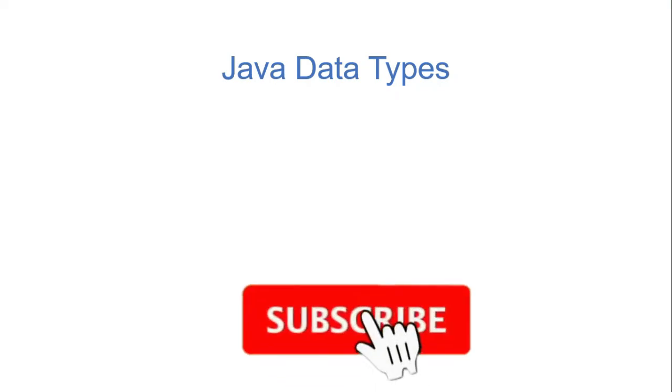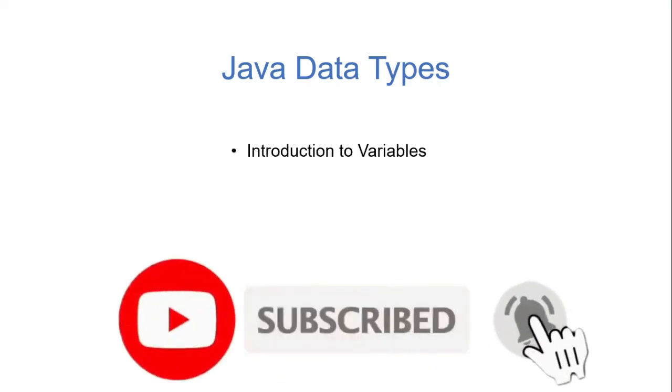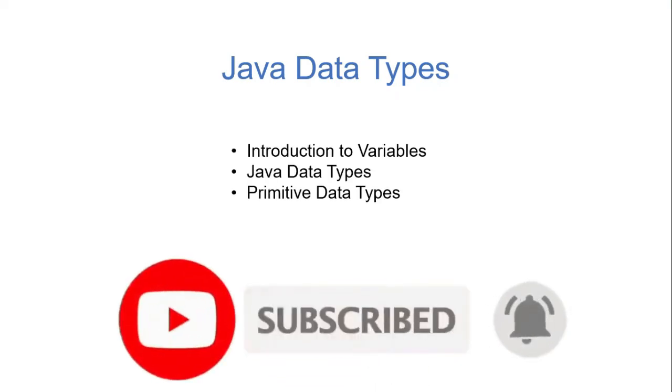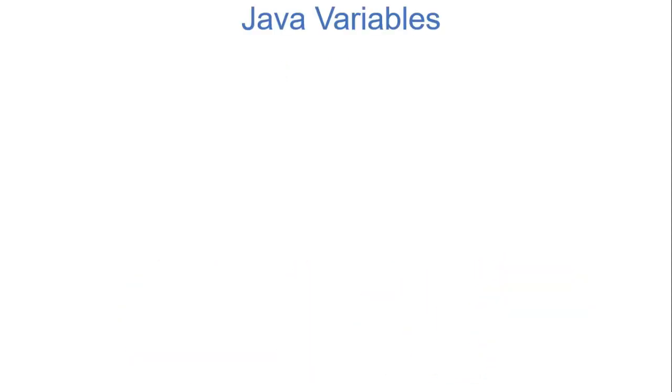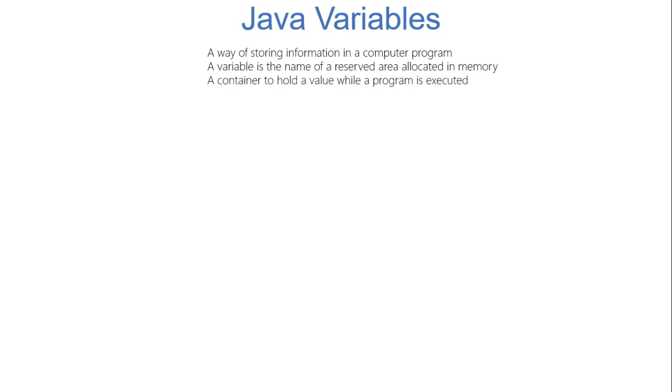In this video, we will talk about Introduction to Variables, Java data types, and primitive data types. A Java variable is a way of storing information in a computer. It's also the name of a reserved area allocated in memory. Or you can consider it as a container to hold a value while a program is executed.